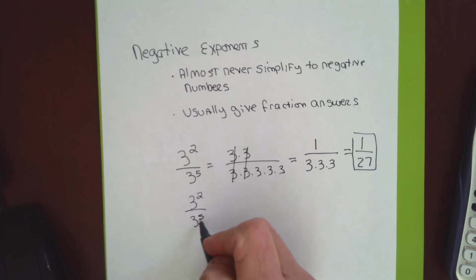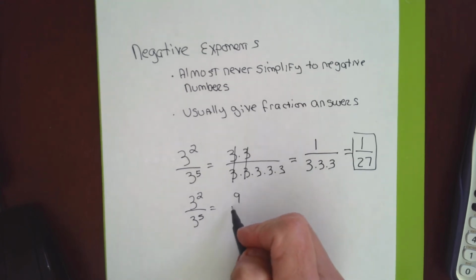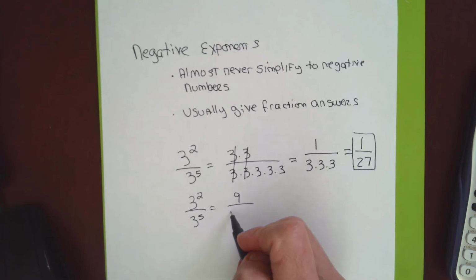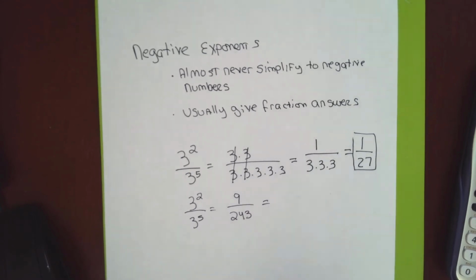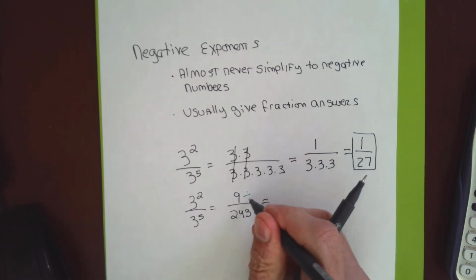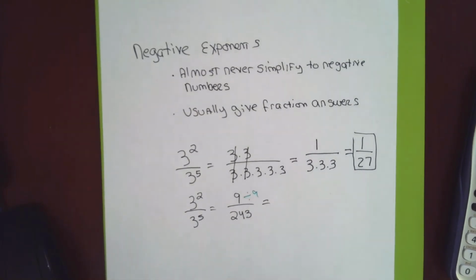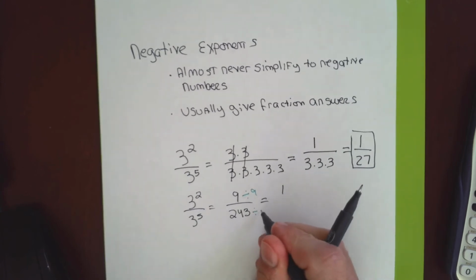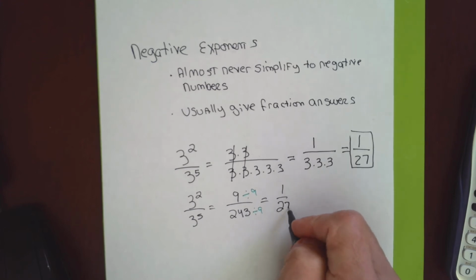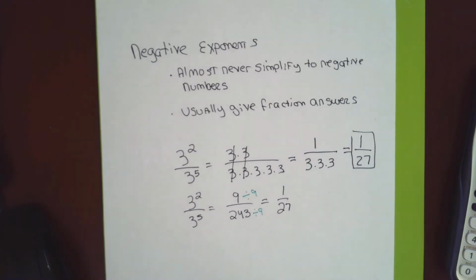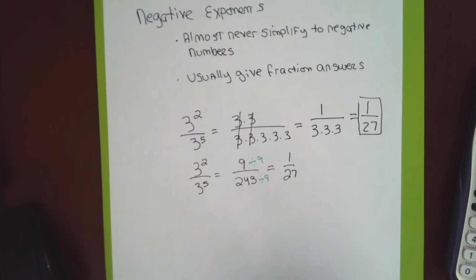Yet another would be to say 3 squared is 9. If you knew 3 to the fifth was 243, and then you can divide by 9. 9 divided by 9 and get 1. 243 divided by 9 and get 27. There's lots of ways to get 1 over 27. The ways that I've shown so far don't introduce negative exponents.